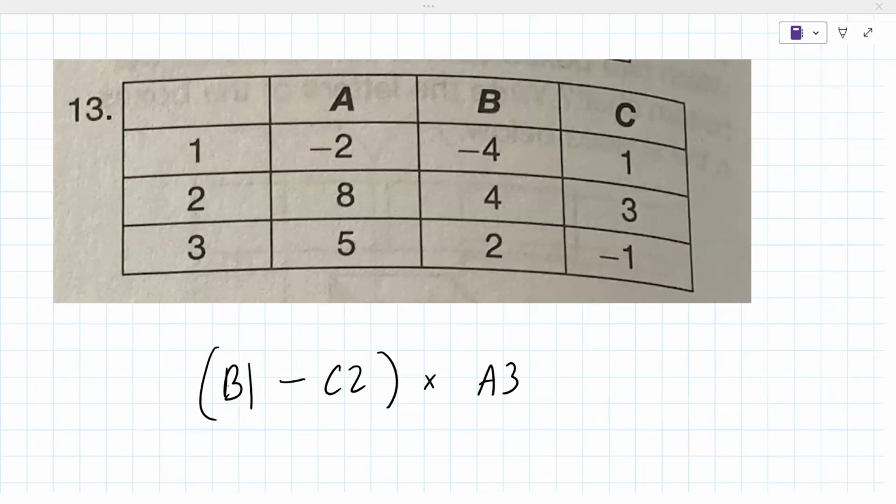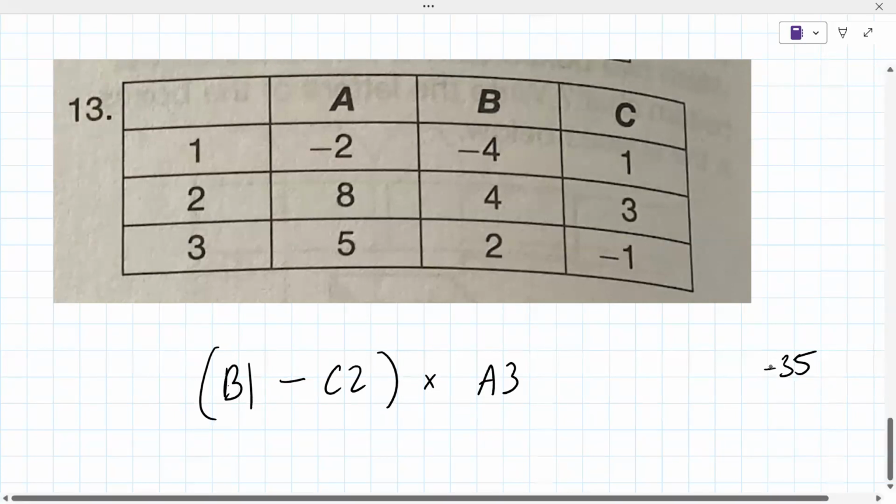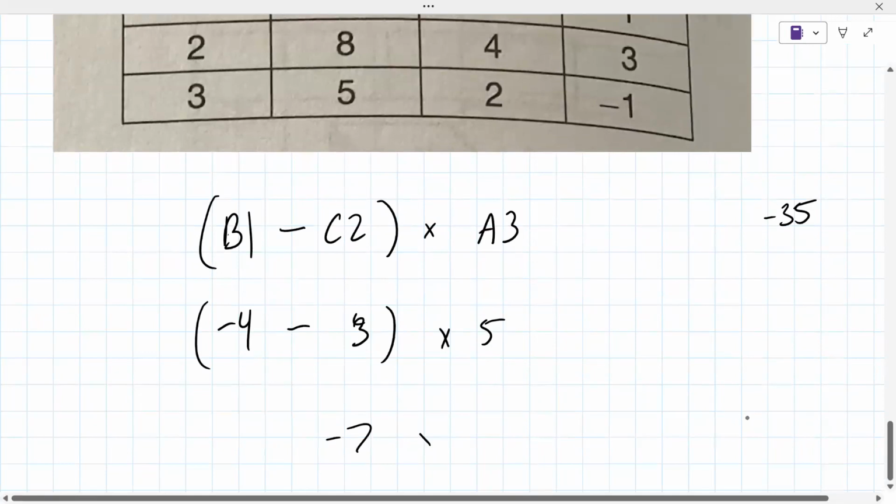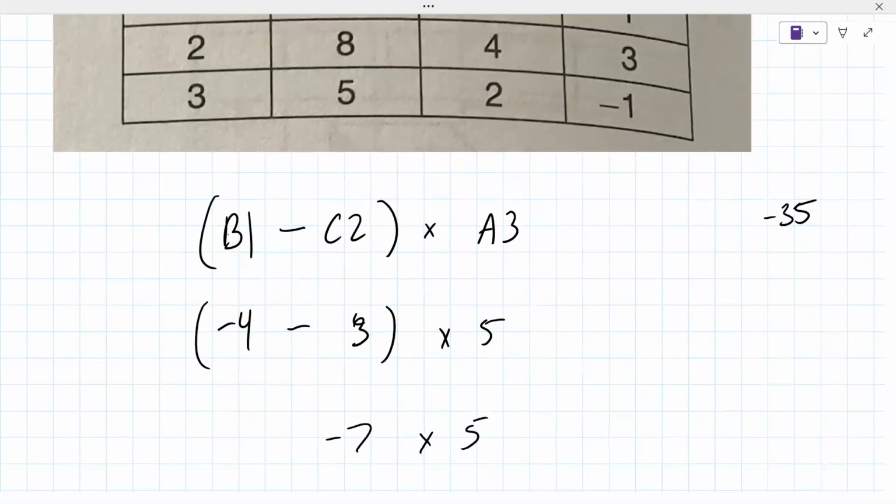-35. Is that your final answer? Yes. Very good. So, okay, B1 is -4, C2 is 3, and then A3 is 5 here. So you're exactly correct. You're -7 times 5. So you ready to do the real question, the one that's really tough?